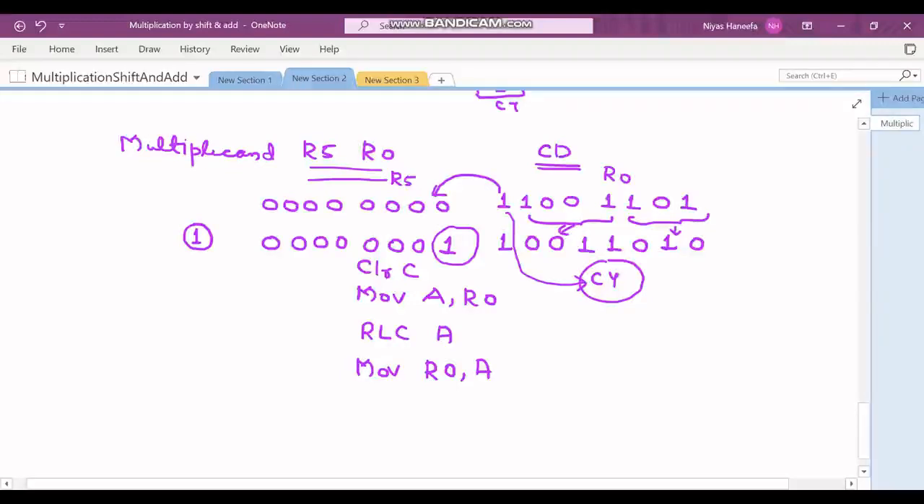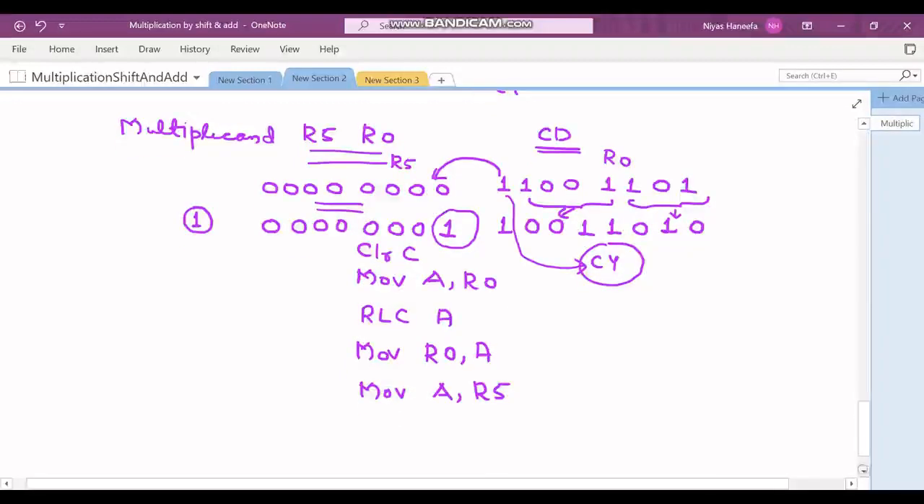So what will we do for that? We'll again move A comma R5. So this initial 00 will come to A. Then we'll do a rotate left, RLC A. So this leftmost bit will go to carry, which is 0. So carry will become 0. This 0 will go to the carry, and the carry will come to the rightmost bit. What is the carry? The one from the previous operation. So that carry will come to the rightmost bit. Once we do that, we will again move that back to R5.